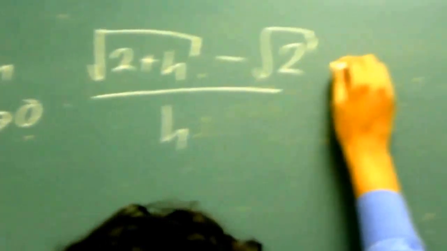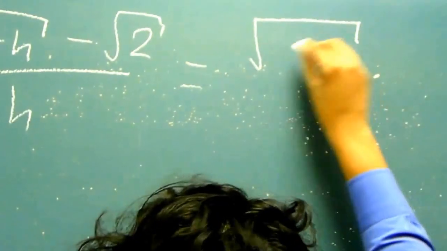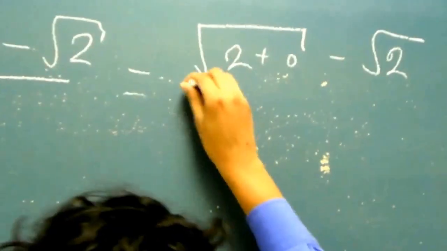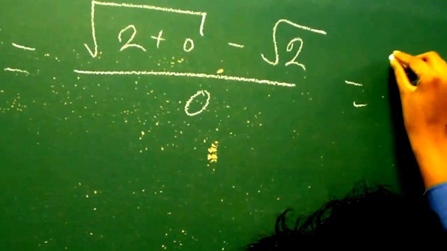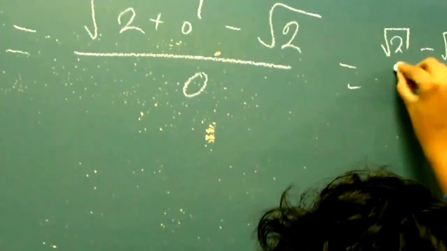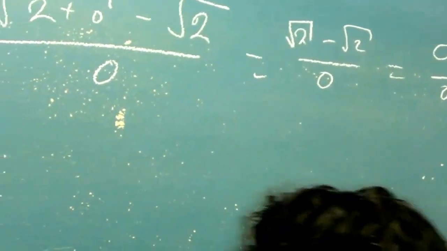Let's see what happens if we just substitute the value of h, which is 0. We are going to get the square root of 2 plus 0 minus the square root of 2, divided by 0. Basically we got the square root of 2 minus the square root of 2 on the top, divided by 0, which is the same as 0 divided by 0. Again, that's not an answer for a limit. So now we are going to use the method called conjugates.